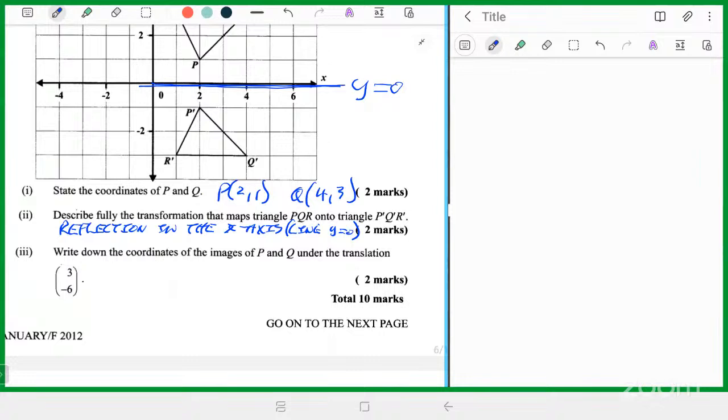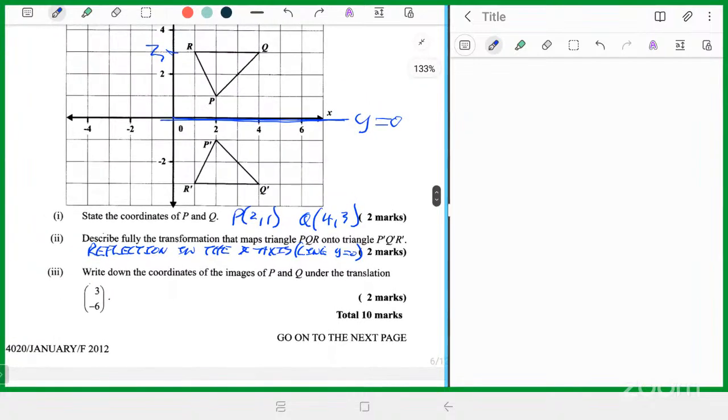It says write down the coordinates of P and Q under this translation. Right? 3, -6 means 3 to the right and 6 down. You can actually just construct a diagram and write it down. Because I'm saying write down, see? You don't need to show any calculation. So let's go. P and Q, that's these two.